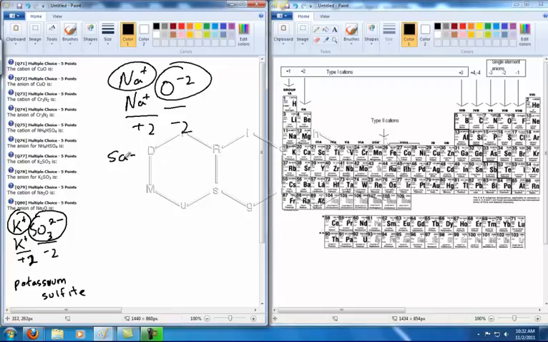The name is going to be sodium oxide. Again, sodium is in group 1. It always has a +1 charge. That's why I don't put a 1 in the name.